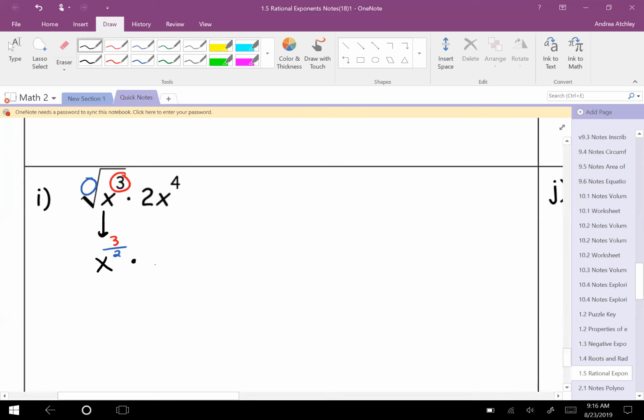Then we're going to multiply it by 2x to the 4th. What do we do with the exponents when we're multiplying things with exponents? We add them. So we're going to multiply the 2 times the 1 and get 2. And then we have x to the 3 over 2 plus 4 power.